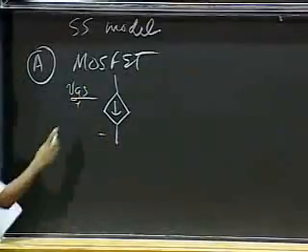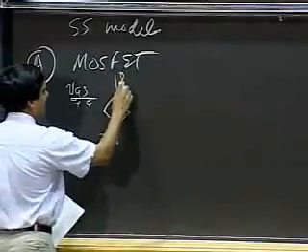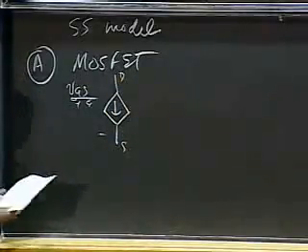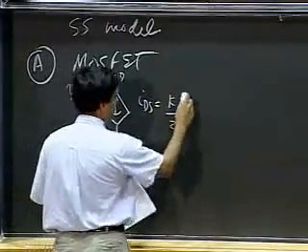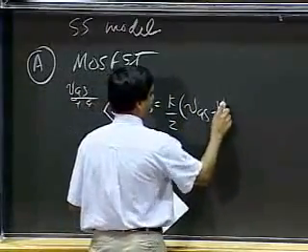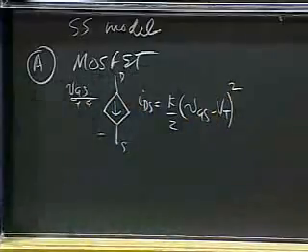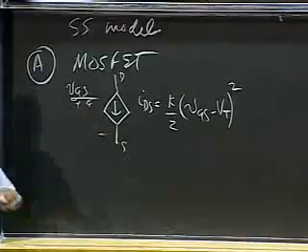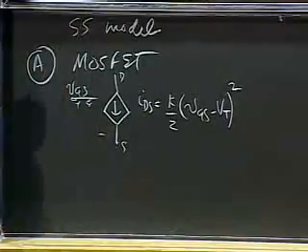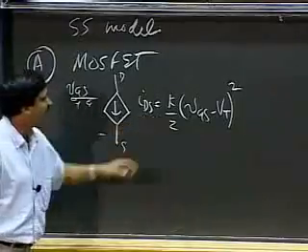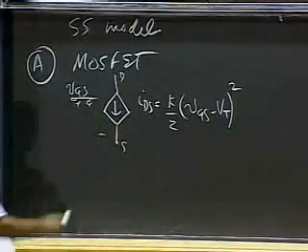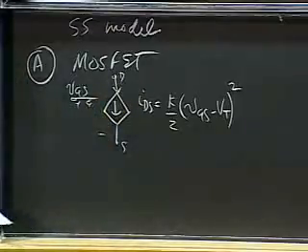So here's my VGS. This is my gate. This is my drain. This is my source. And I know my IDS to be... So this is a large signal model for the MOSFET, again in saturation. I'm talking about all of these models being under the saturation discipline. So VGS relates to IDS in the following way for the MOSFET. That's IDS is K by 2, and that's my square law relationship.